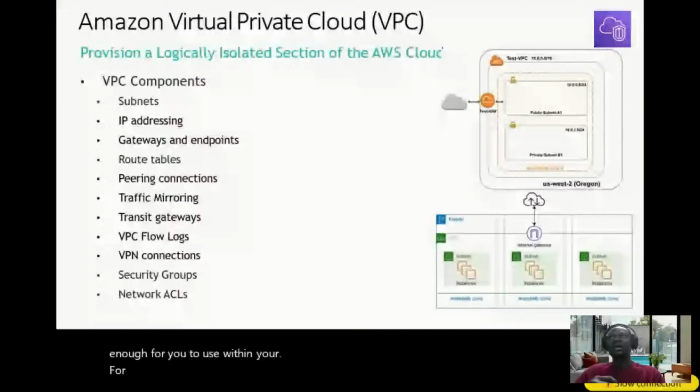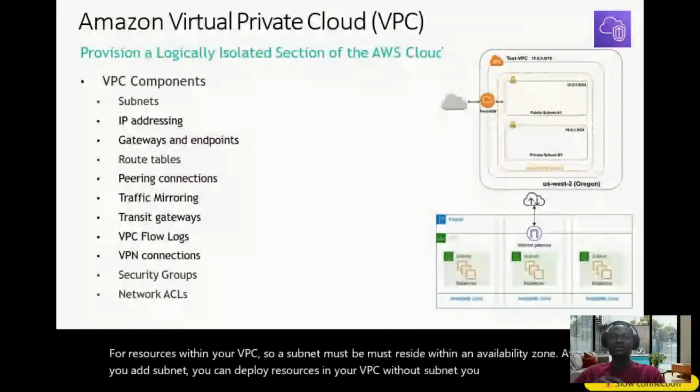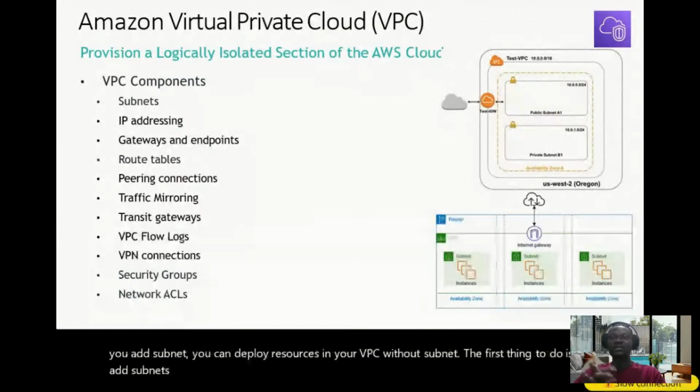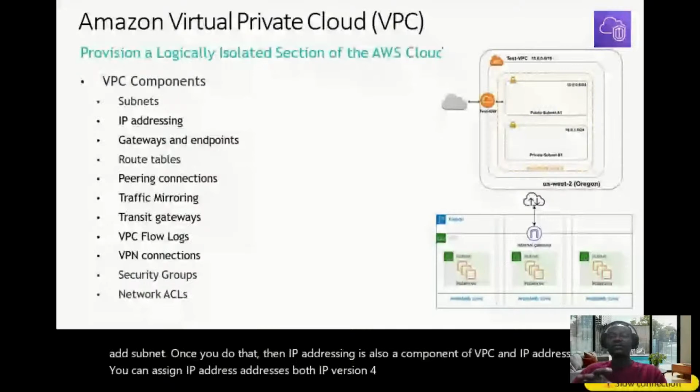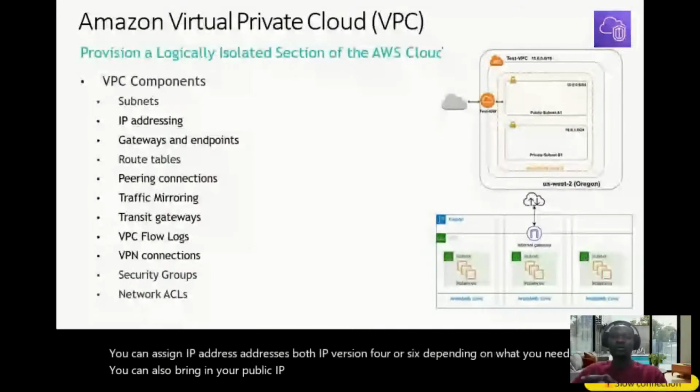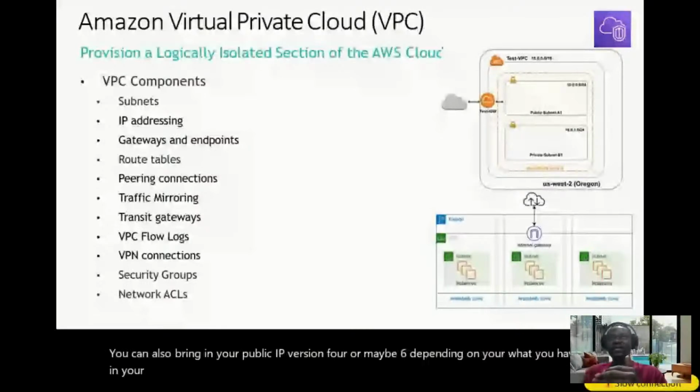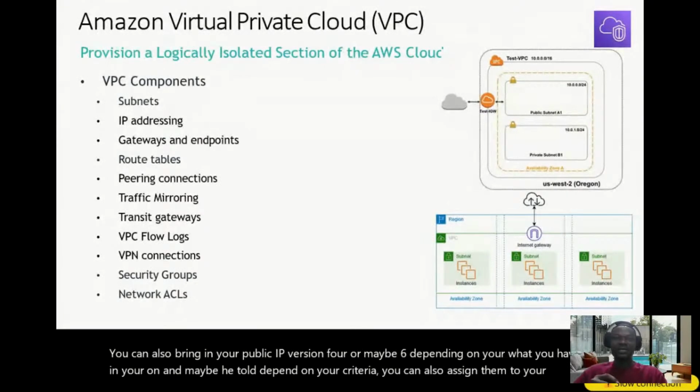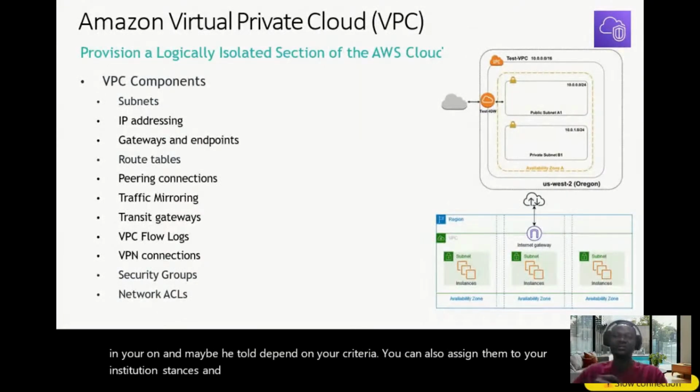After you add a subnet, you can deploy AWS resources in your VPC. Without subnets, the first thing to do is to add a subnet. Once you do that, IP addressing is also a component of VPC. You assign IP addresses, both IP version 4 or 6, depending on what you need, to your VPCs and subnets. You can also bring in your own public IP version 4 or 6, depending on your criteria. You can also assign them to your EC2 instances, NAT gateways, and network load balancers to enable communication.